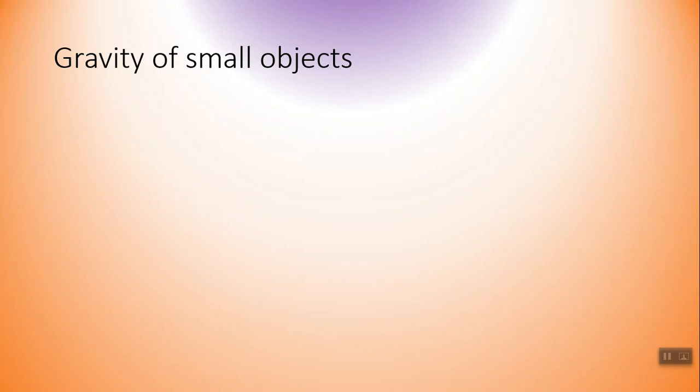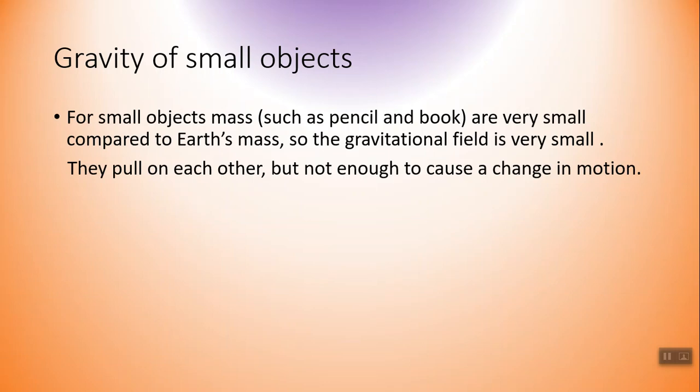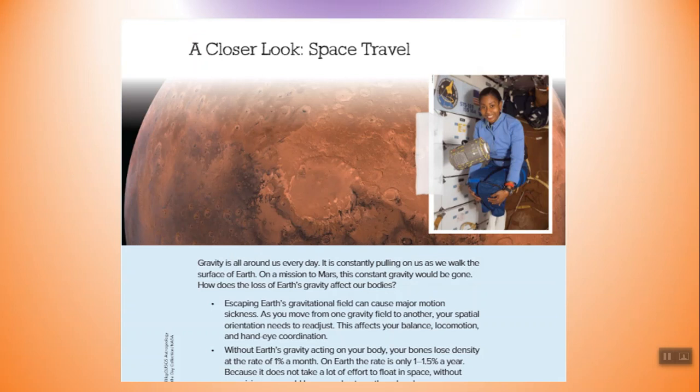The last thing in this lesson, why are small objects not attracted to each other? For small objects, the masses such as a pencil and a book are very small compared to Earth's mass. So the gravitational field is very small. They pull on each other, but not enough to cause a change in motion. Finally, read this paragraph on page 91. Read this paragraph carefully.